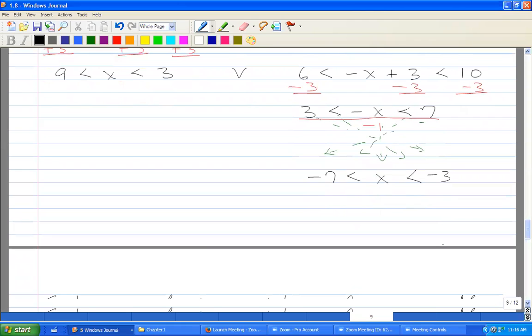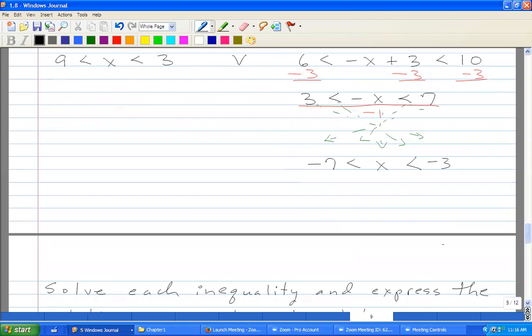And so this looks like, let's put here -7, negative, and a 3 and a 9. Okay.